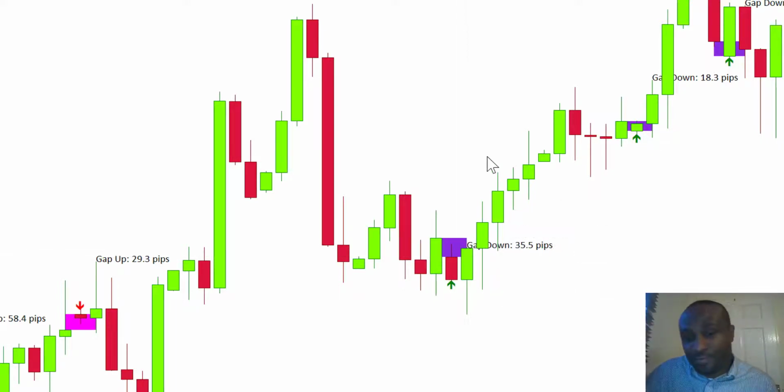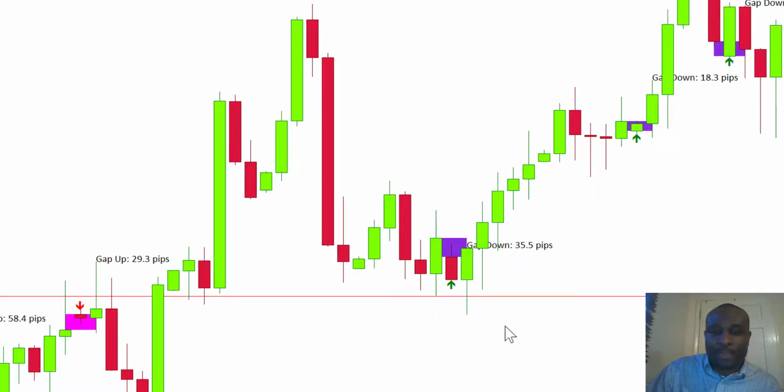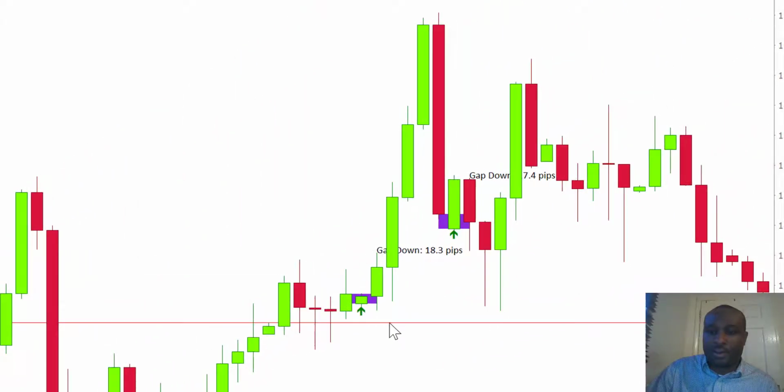Now this is the reason why I don't use the hard stop loss. I want to get a close below that level. If I had the stop loss there, you can see that this candle came and pierced that level. If I had a hard stop loss there, I would have been taken out of that trade, but I need to wait for the price to close below this level to know that I'm out of that trade. And that happens everywhere.